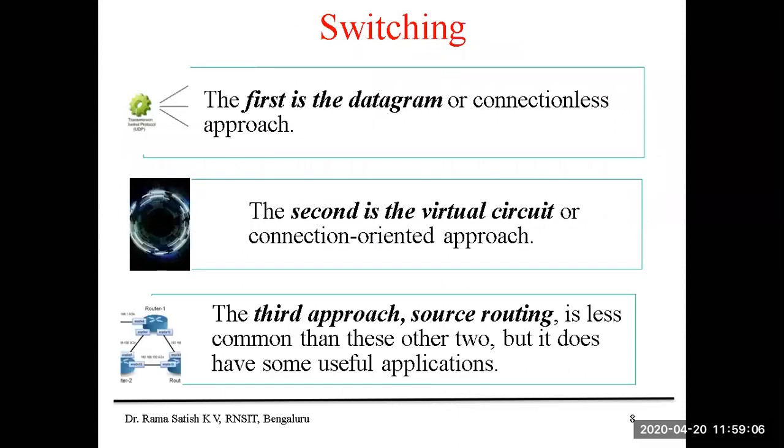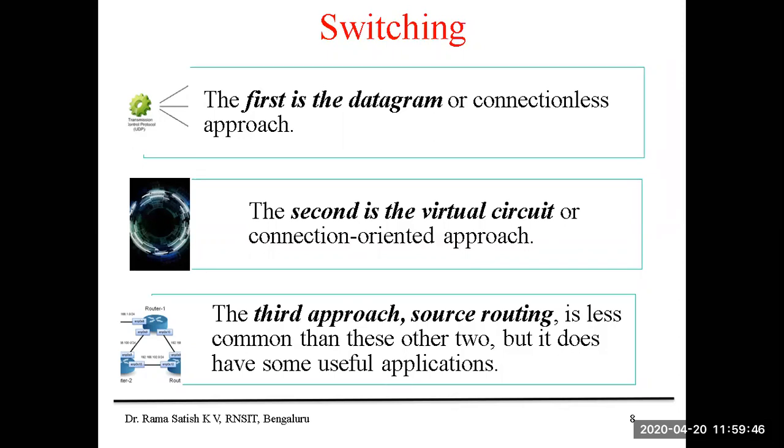The first approach is the datagram approach, which is how it forwards the incoming packet to the outgoing line. This entire concept we call switching. Switching is the process of getting a packet from one of the input lines and forwarding it to the output line. Switching has three types. The first type is datagram. The second type is virtual circuit.